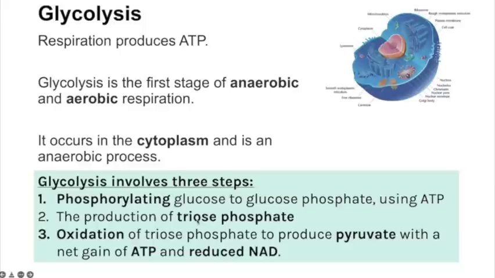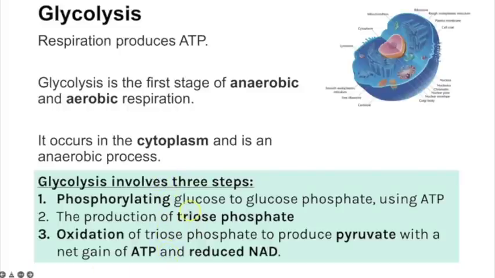So we'll start with glycolysis. This does produce some ATP, but not a lot. And it also happens in anaerobic respiration because oxygen is not required for glycolysis. It happens in the cytoplasm, not actually inside of the mitochondria. And there are 3 key stages that AQA say you need to know.